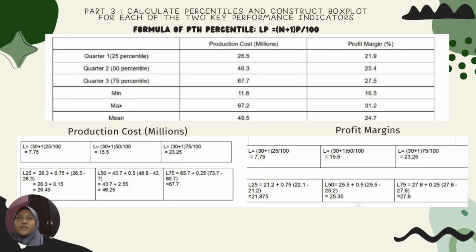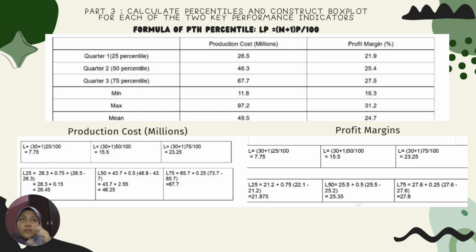So this is the result from all three quarters, which is number 1, Quarter 1, 26.5 million. Quarter 2, 46.3 million. Quarter 3, 67.7 million. This is a result from three quarters of production cost for each company by quarter. It shows that the majority is higher than the profit margin.